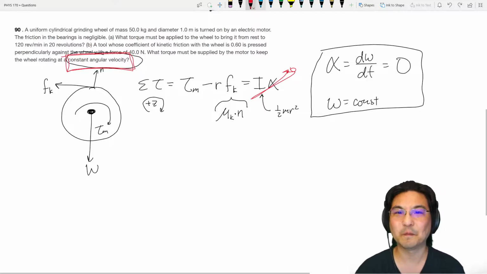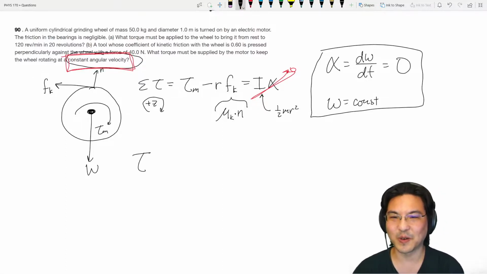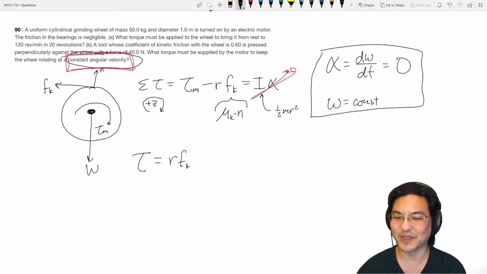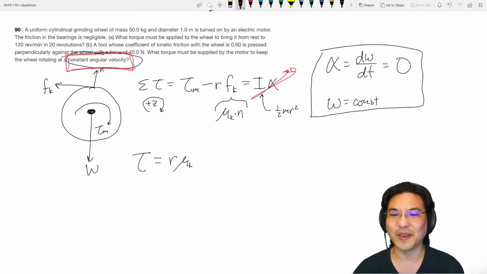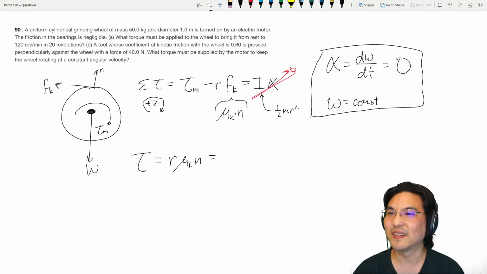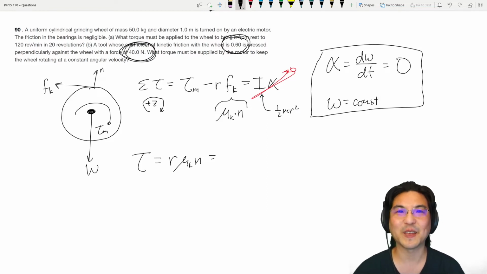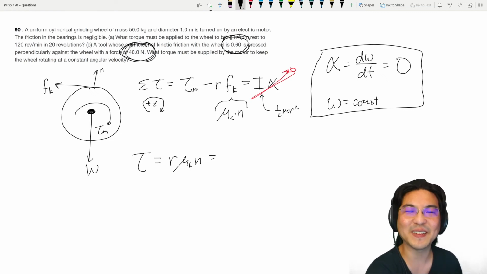So that's nice. The torque from the motor is actually R times the friction, which is mu k times N. And then we know all those values, right? The radius, be careful, half a meter. The coefficient of friction, I saw it somewhere here, 0.6, and the normal force right here, 40 newtons. Done. Hope that's helpful. Keep on studying. See you in the next video.